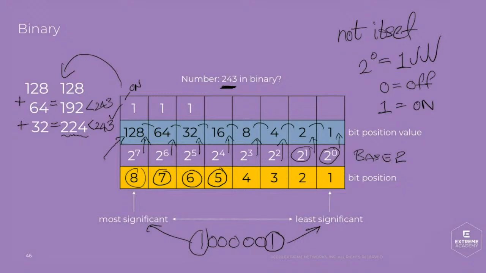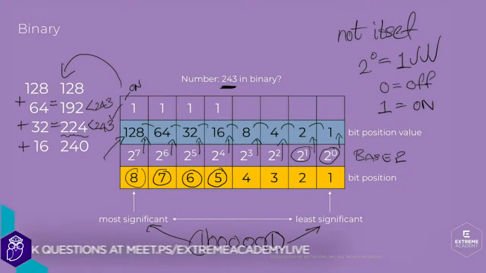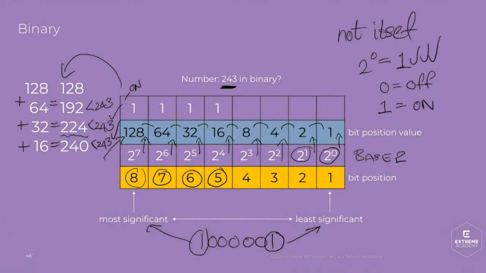Right, what about the next one? What about this bit over here? Because if I turn that on, it's going to add to this value 16. And if I add 16 to that, that'll bring it up to 240. So is it less than 243? Let's check. Yep, I go to 240. Still less than 243.